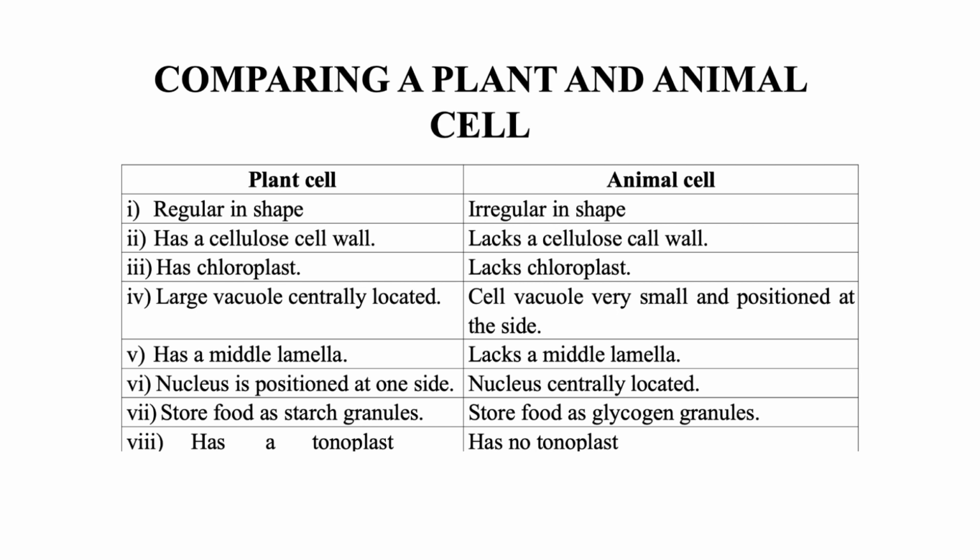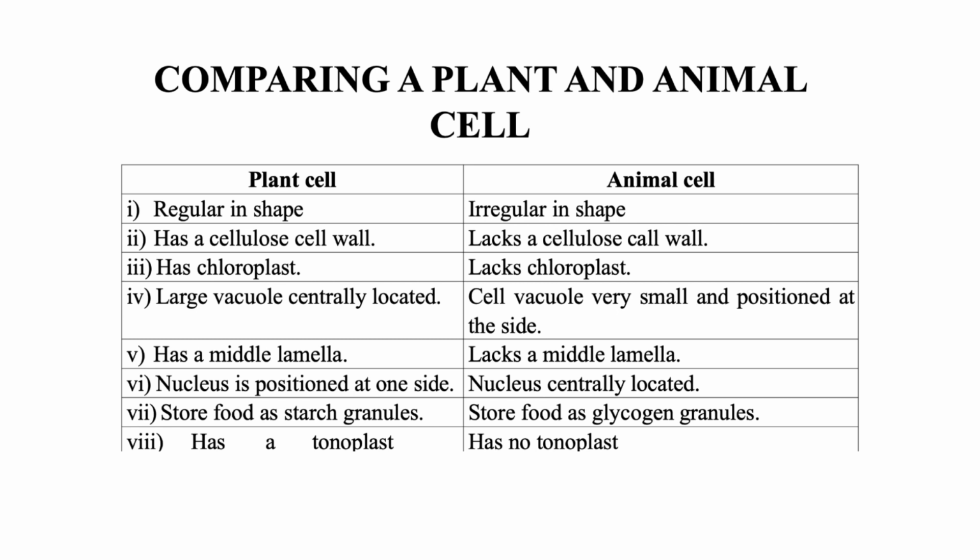Plant cells have chloroplasts. Animals don't have chloroplasts. The cell vacuole is centrally located and large in plant cells. It is small and positioned to the side in animals. Plants have a middle lamella, animals don't. The nucleus is positioned at one side in plants, whereas in animals, the nucleus is centrally positioned. Plant cells store food as starch granules. In animals, food is stored as glycogen granules.